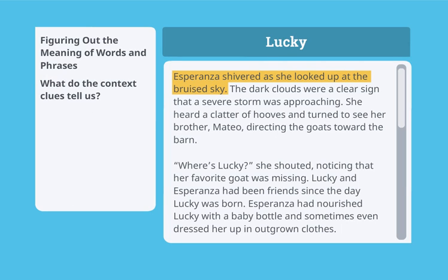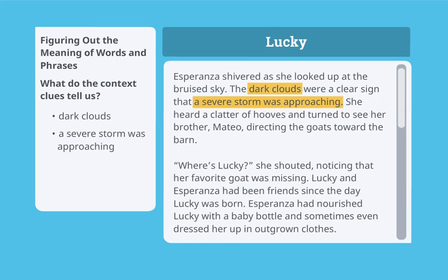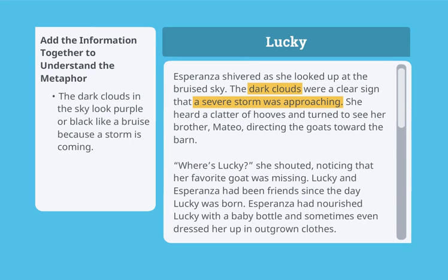Okay, let's see what the context clues tell us. The next sentence says that there were dark clouds and a severe storm was approaching. That would definitely make the sky dark and unpleasant. So, we can add this information together to understand the metaphor. The dark clouds in the sky look purple or black because a storm is coming.